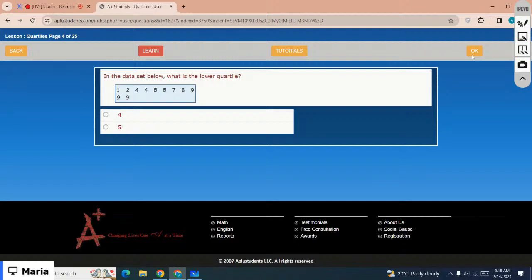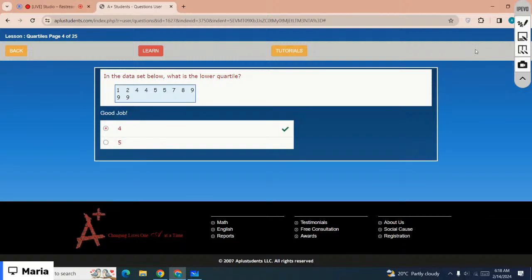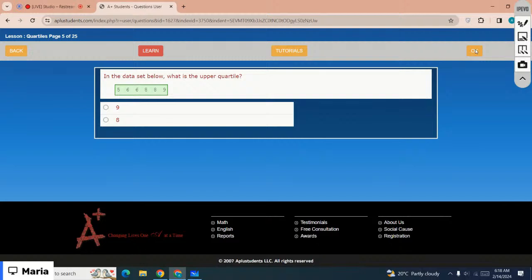Which is the correct option? Which is the lower quartile? Yes, very good. That is 4. Okay, the next one: in the data set below, what is the upper quartile? Which is the correct option? Upper quartile is 8. The correct option is 8.